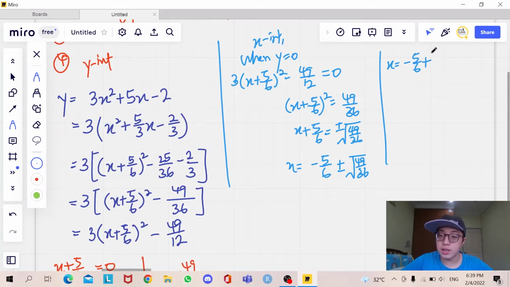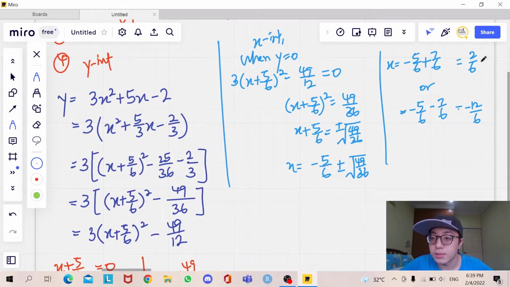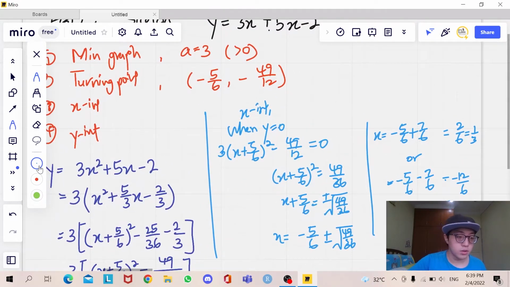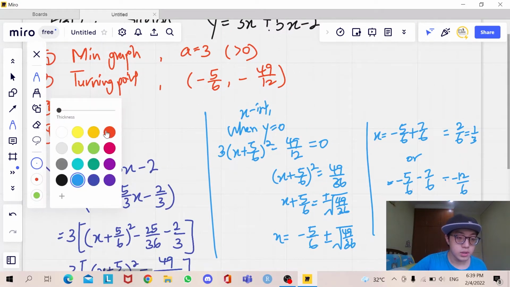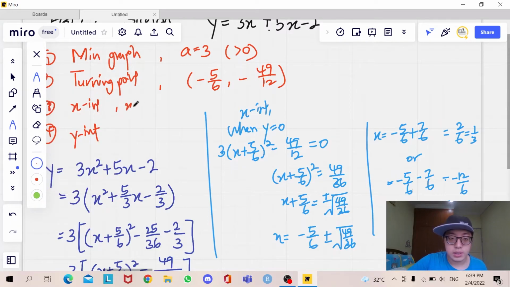If you would like to continue here, x will be equal to negative 5 divided by 6 plus 7 over 6, or equal to negative 5 divided by 6 minus 7 divided by 6. So from here we get 2 divided by 6, and here is negative 12 divided by 6. And here you can simplify it to 1 divided by 3, and from here you can get negative 2. So the x-intercepts are x equals 1 divided by 3 and x equals negative 2.